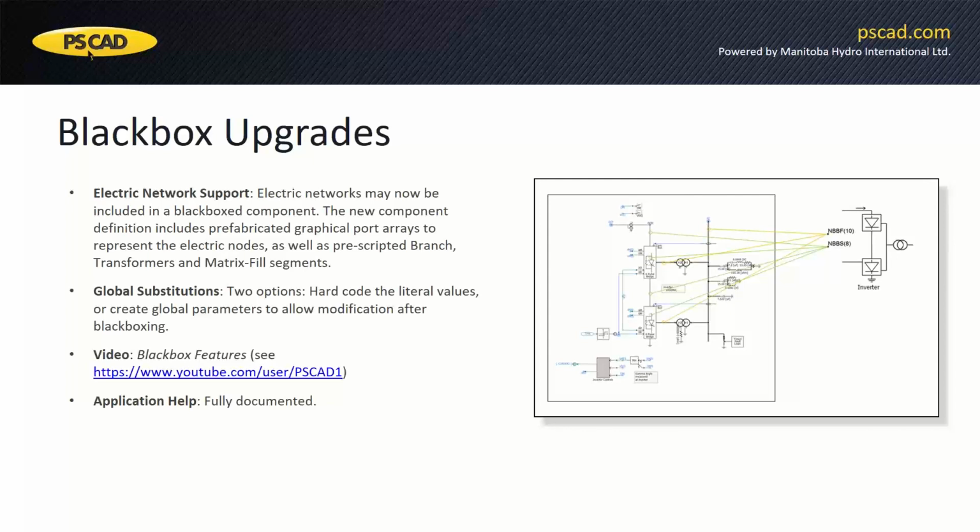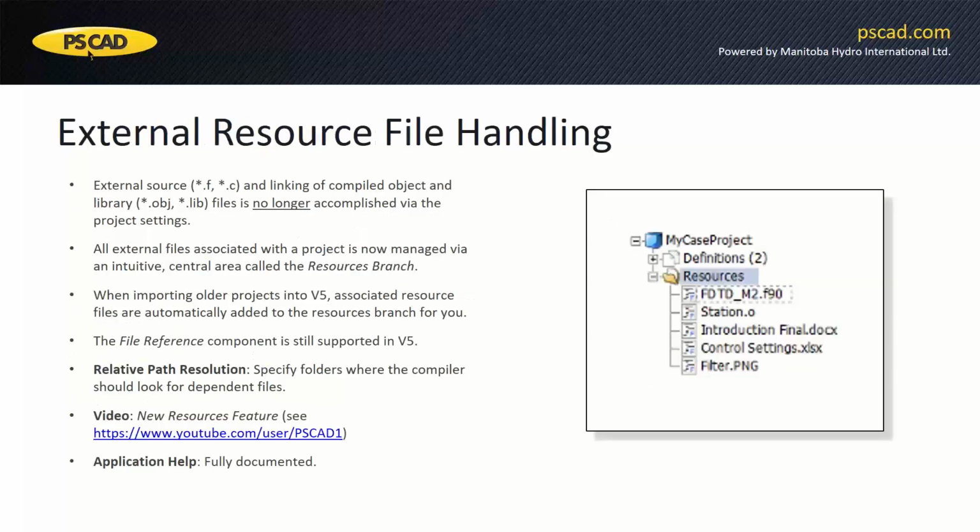Global substitutions, you now have two options. If you're using global substitutions in the project and you're substituting inside the page module, you have the option to hard code the present literal values, or you can tell Blackbox to create global parameters to give you access to those substitutions after the component is built. More on that, there's a video for Blackbox features on our YouTube channel.